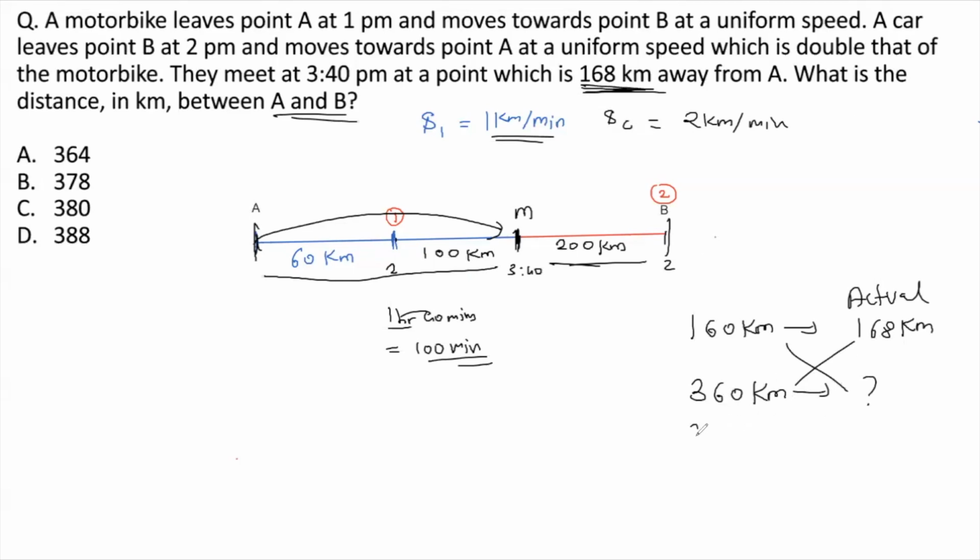Cross multiplying, question mark into 160 is equal to 168 into 360. So cancelling out a 0 and a 0, 16 ones are 16 and 16 tens are 160, so basically 10.5 into 360 will be 360 and 18, that would make it 378 precisely. 378 kilometers is our answer, and that perfectly matches with the B option. That's how we do it. Simple question. Just need to keep track of things, the distances, and use the ratio finally. 160 corresponds to 168, so 360 corresponds to how much? And that's the answer to our question.